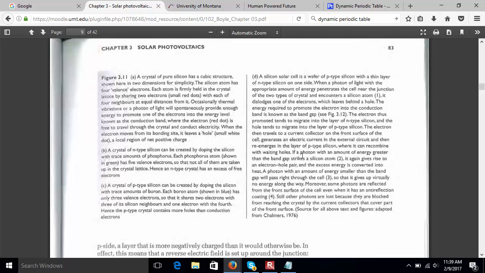Okay. Yeah. Now, read this little bit. It says, if a photon with an amount of energy greater than the band gap strikes the silicon atom, it again gives rise to an electron hole pair, and then the excess energy is converted to heat.